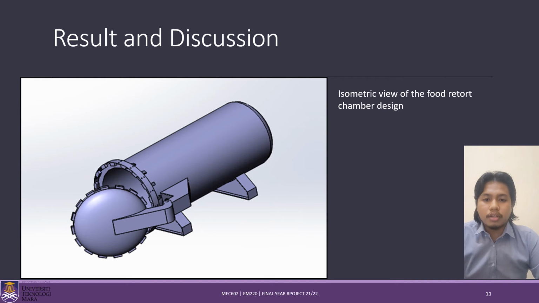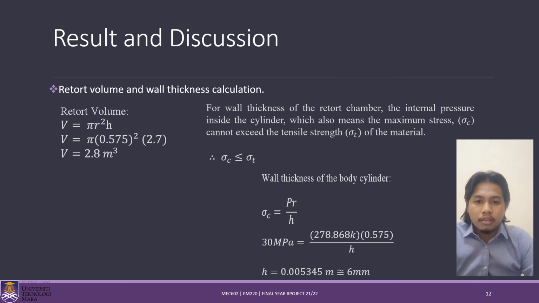Next, we move to results and discussion. From the design process shown earlier, this is the isometric view of the CAD modeling of the food retort chamber. The volume, retort capacity and wall thickness of the food retort chamber can be calculated using the formula earlier.